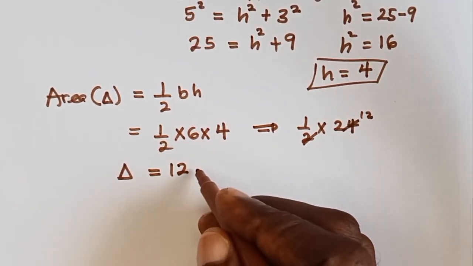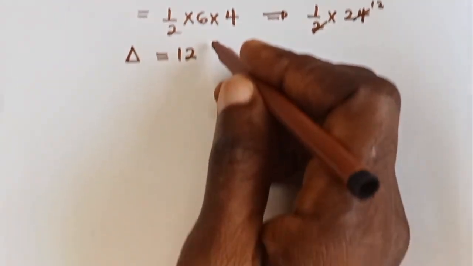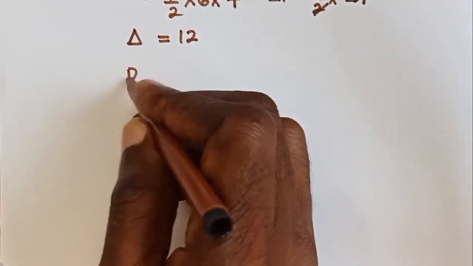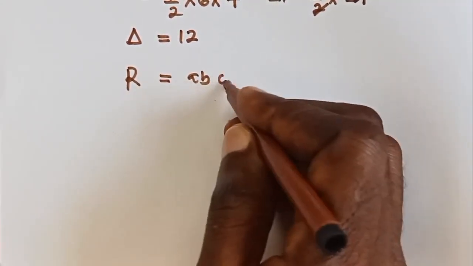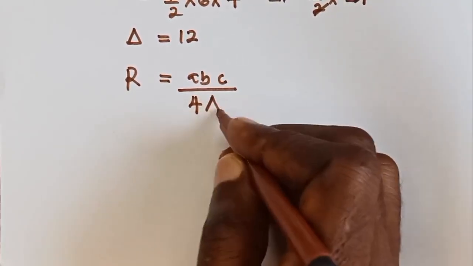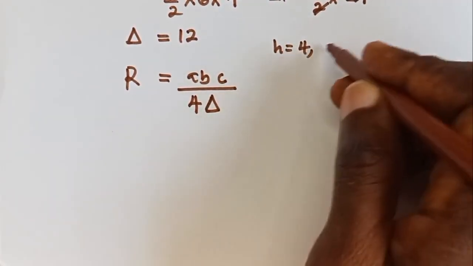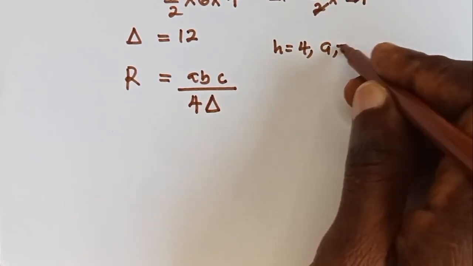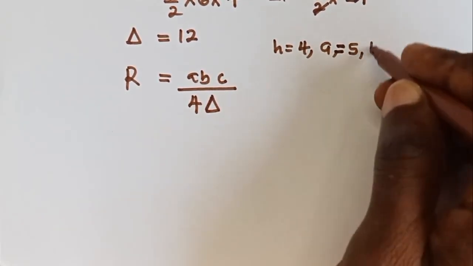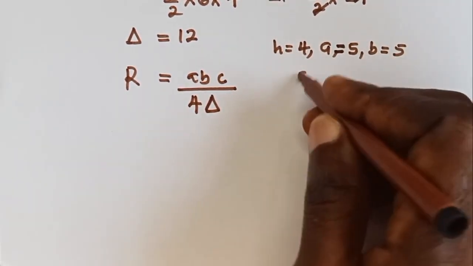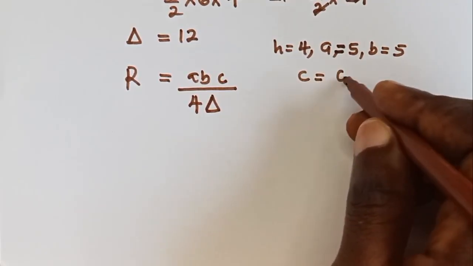All right, so now we can find the radius of the circle using the circumradius formula that I wrote earlier. So we have the radius to be ABC over 4 times the area of the triangle. All right, so remember that our height is 4, A is the first side, which is 5, B is the second side, which is 5, and C is the base of the triangle, which is 6.